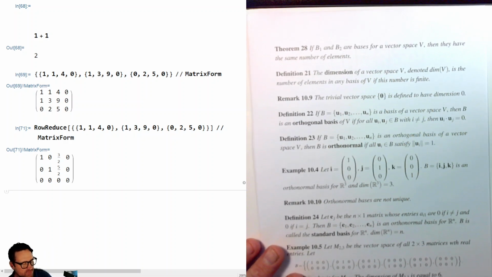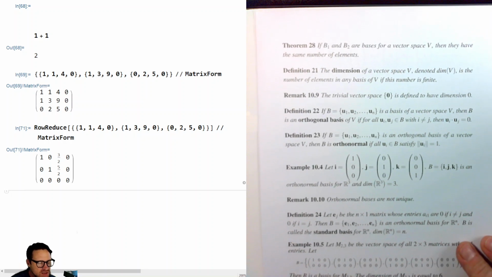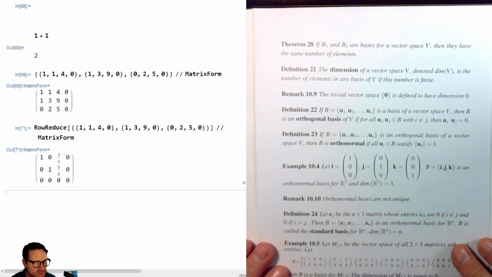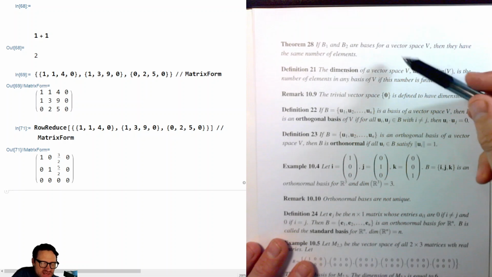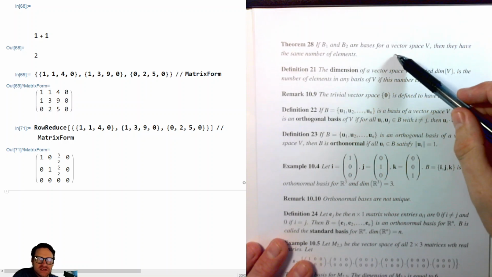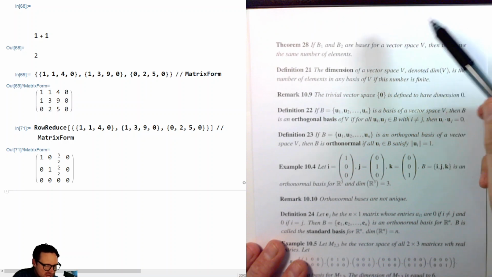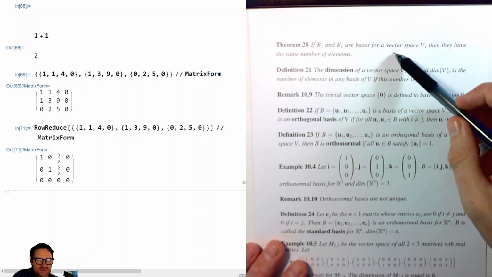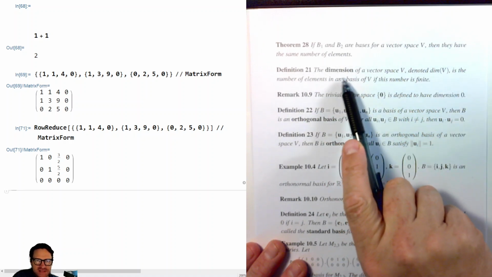Theorem 28, if B1 and B2 are two bases for a vector space V, then they have to have the same number of elements. So what this says is that that number of elements is an invariant of that vector space V. It's the same for every basis that you have of that vector space V. Okay, so the dimension is that invariant.